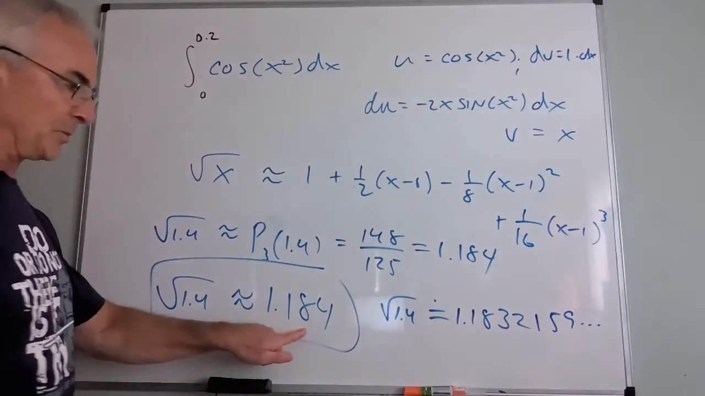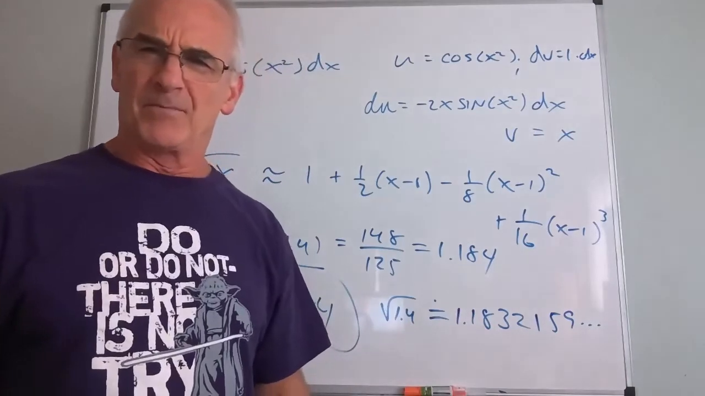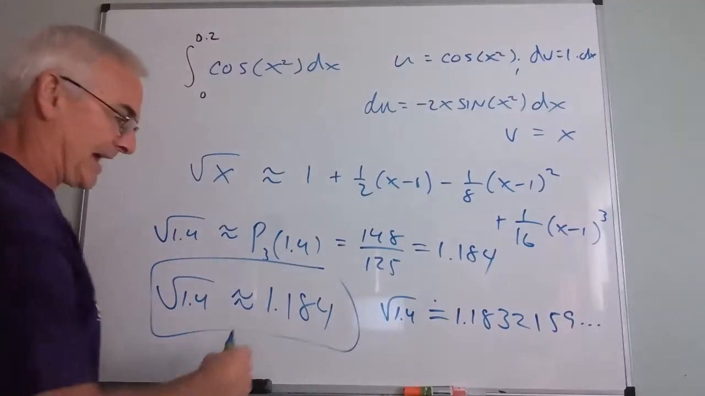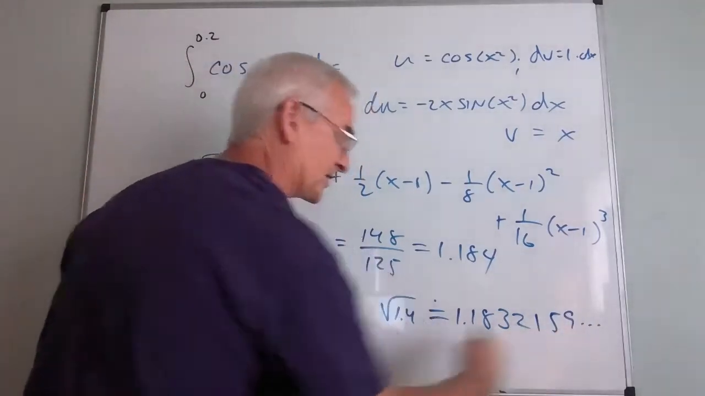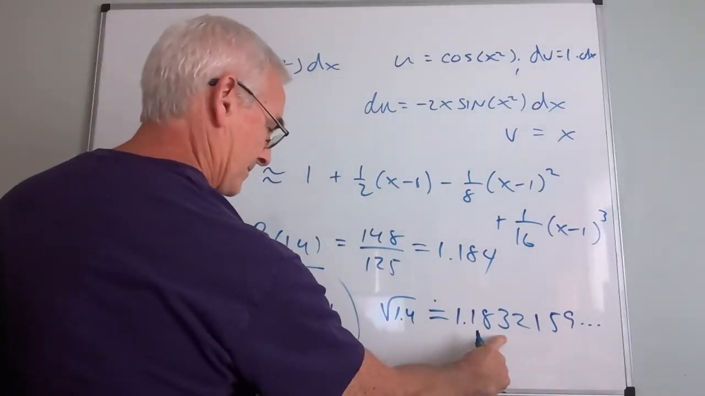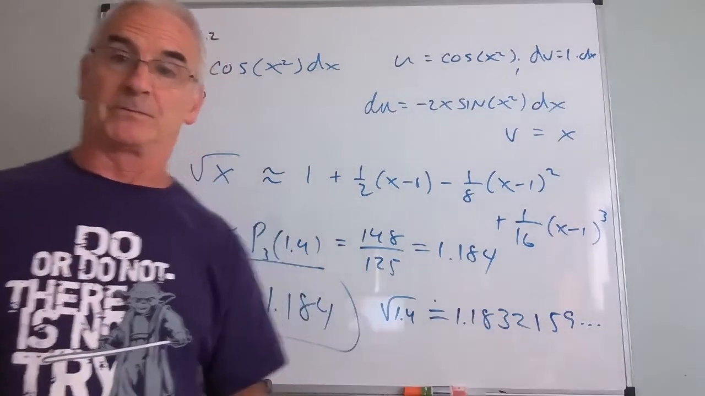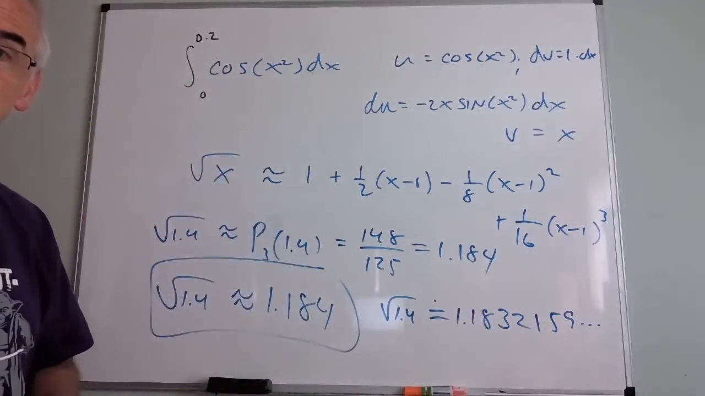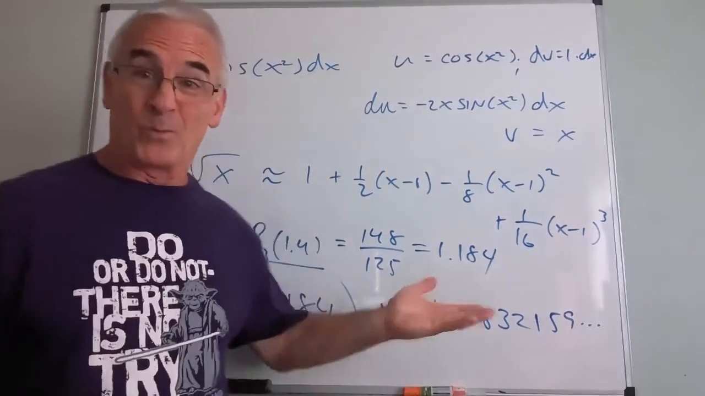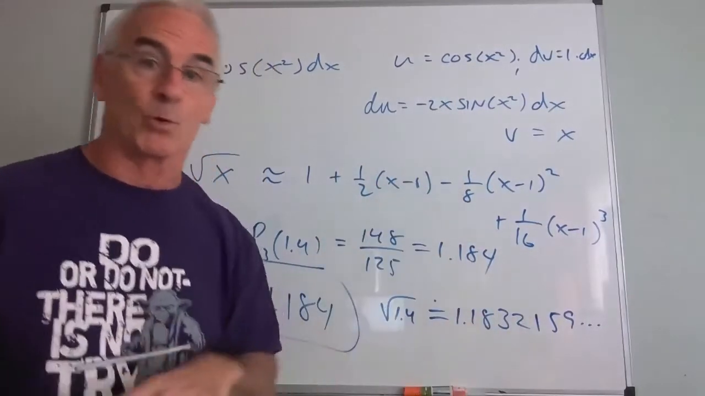I gave you a 3 decimal place answer. Is it very accurate? It's okay, but how accurate is it in words? How accurate is this answer compared to what it's supposed to be? Anybody? How many decimals are accurate, in other words? 2. Just 2. Yeah. I mean, we only did a third degree Taylor polynomial. If I wanted greater accuracy, obviously more terms would have helped.